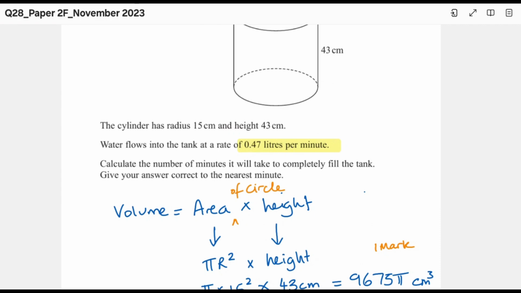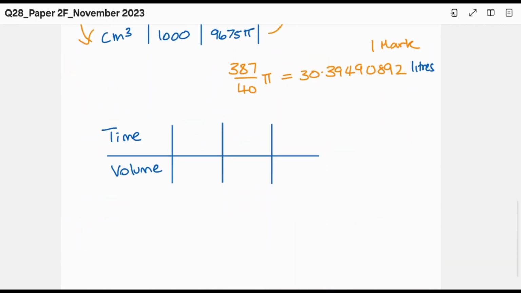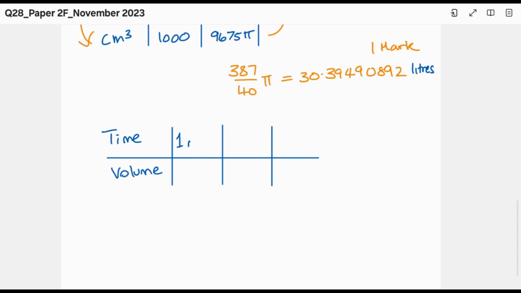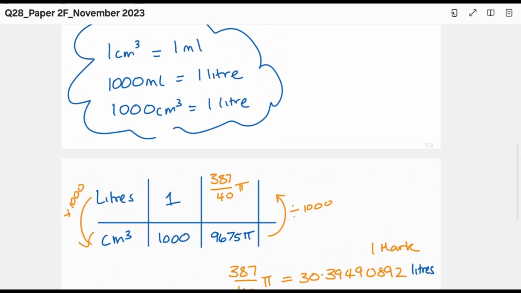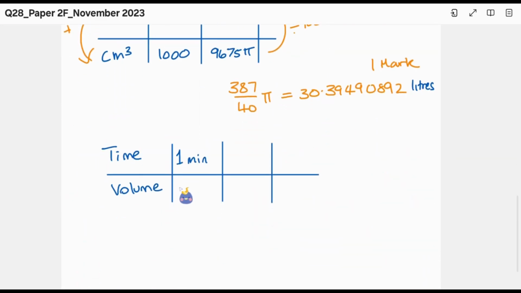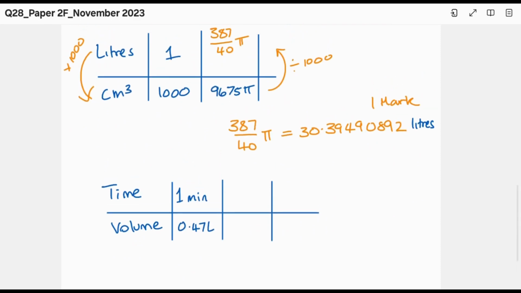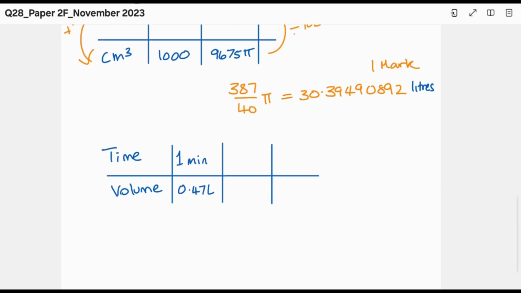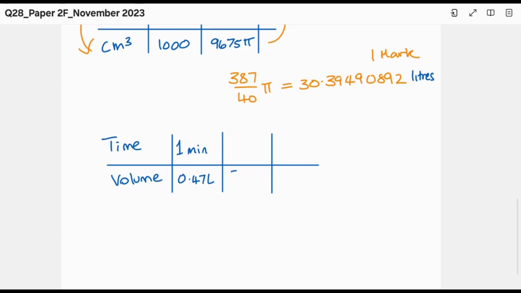0.47 liters per minute. So in 1 minute, we would get 0.47 liters. Right? We are trying to fill in a cylinder that has 387 over 40 pi. So 387 pi over 40. That's the same thing as this, right?